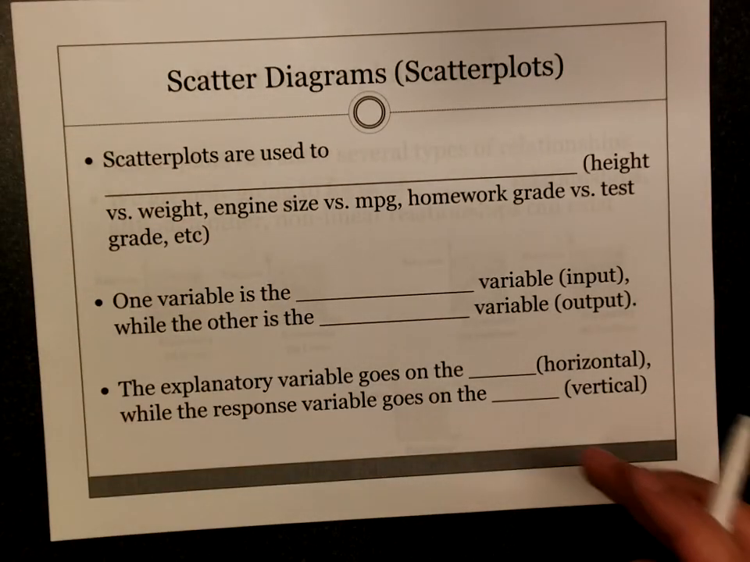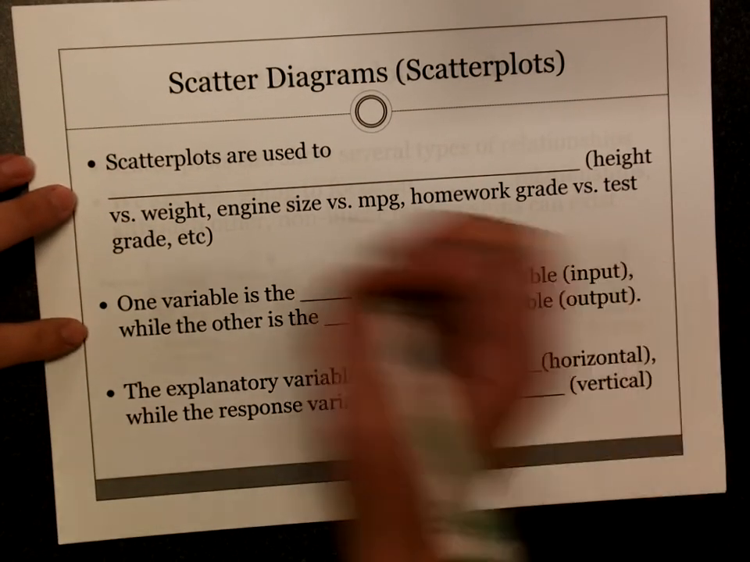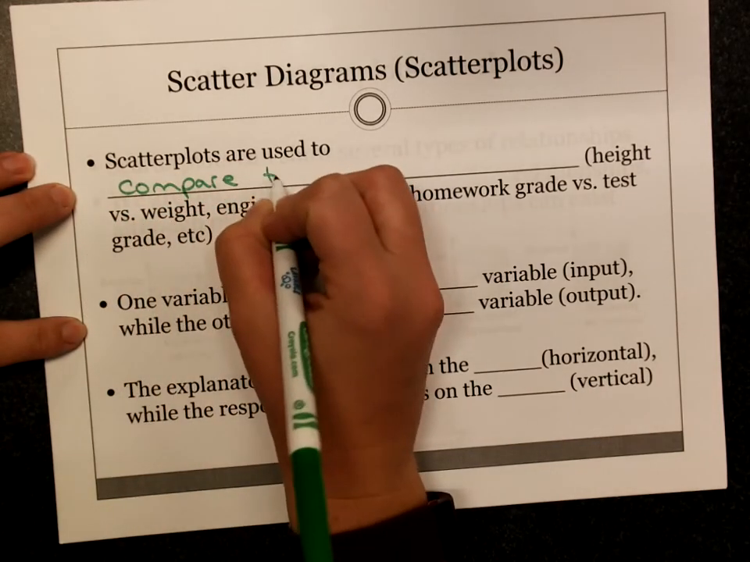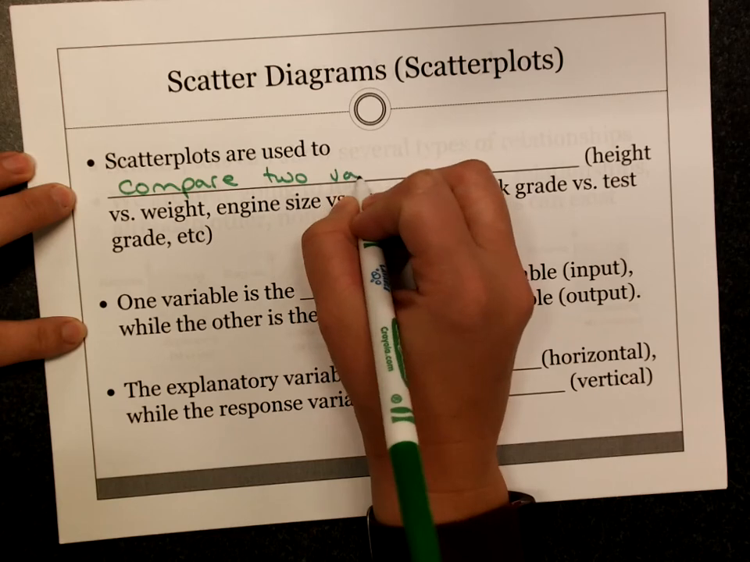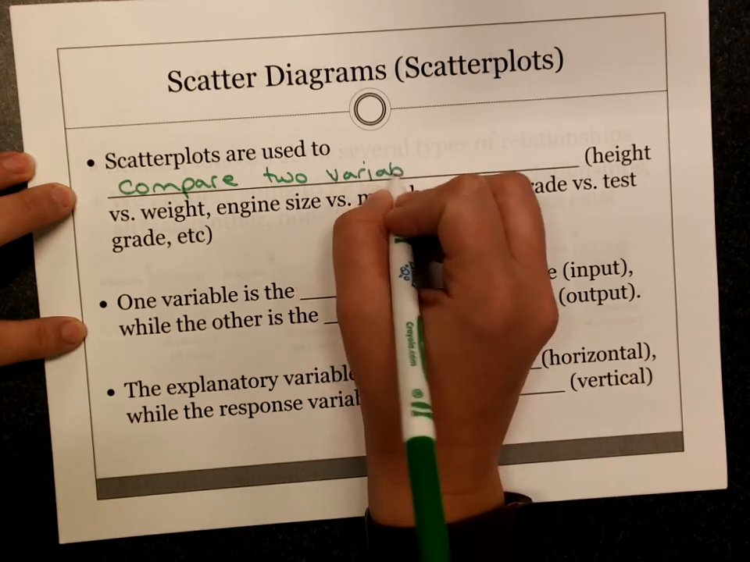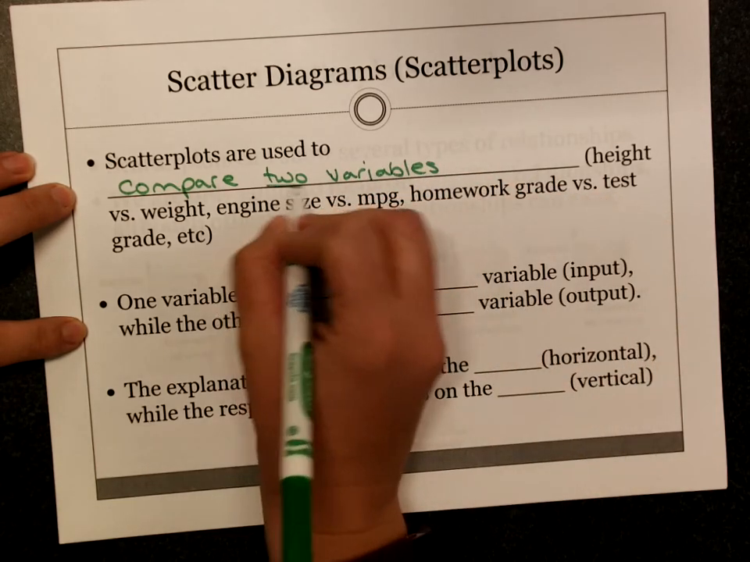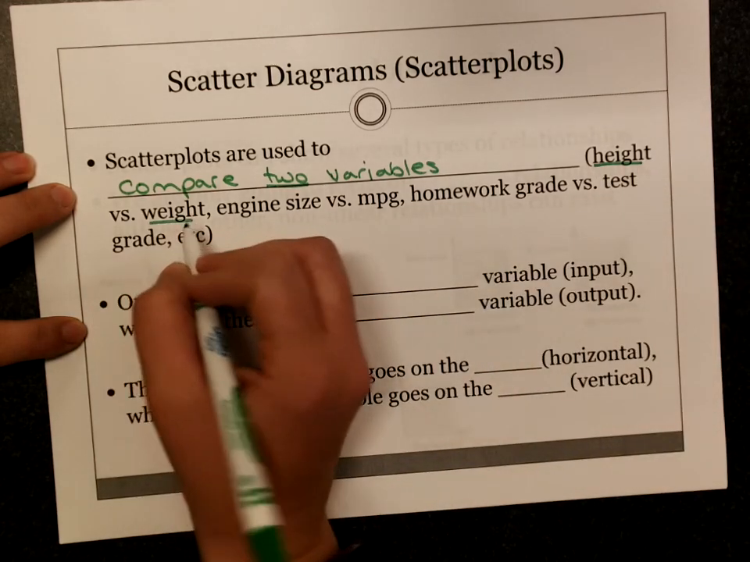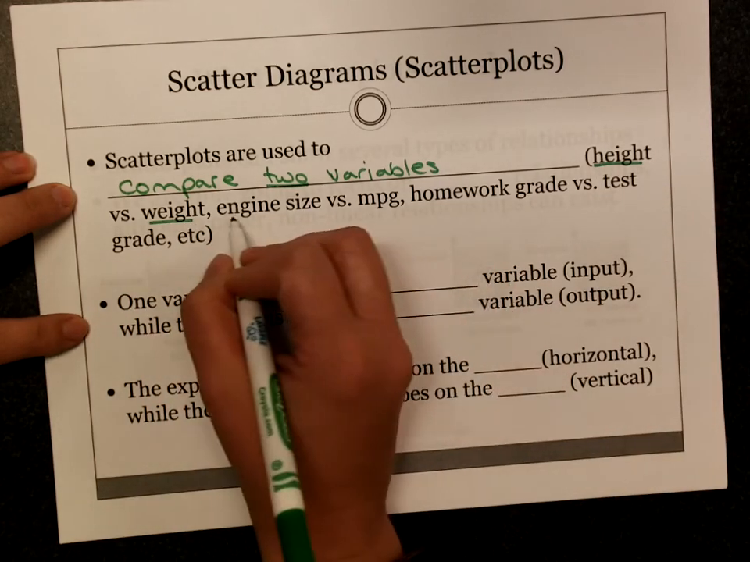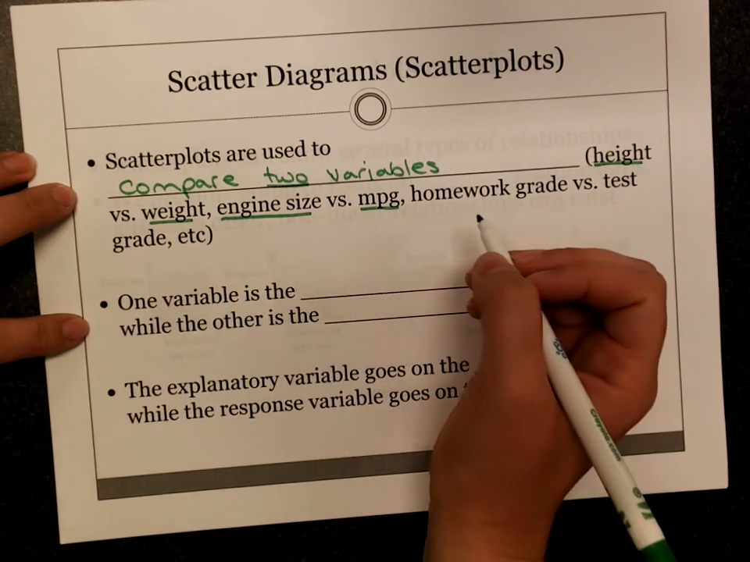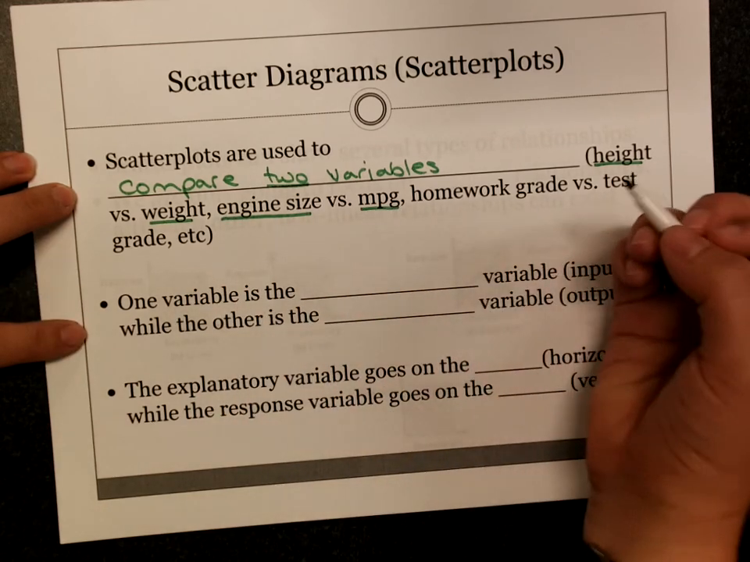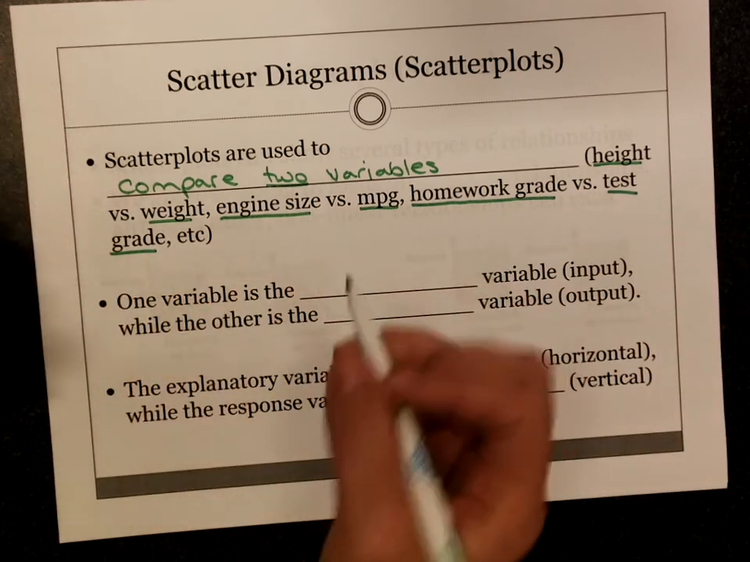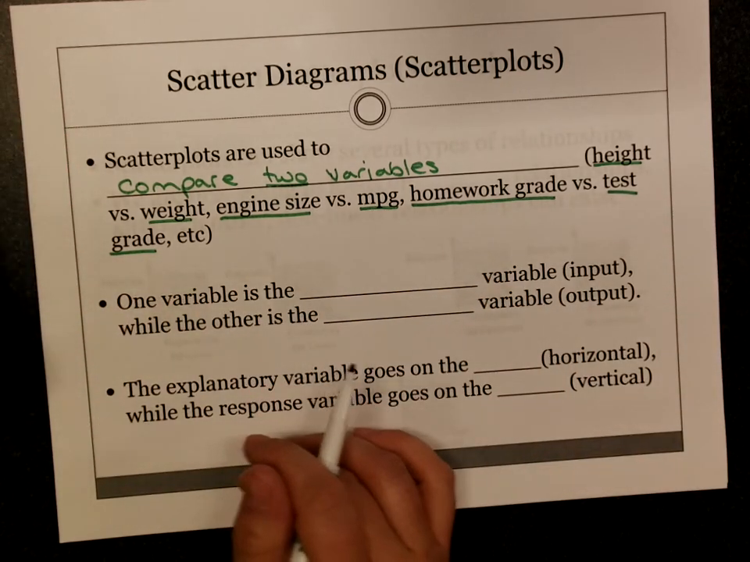So scatter diagrams or scatter plots are used to compare two variables. We're going to compare two variables at the same time. A popular one is height versus weight. We're going to compare those two. Engine size versus miles per gallon. That's a popular one to compare. I always like to do homework grade versus test grade and see how those compare. So that's what a scatter plot is used for.